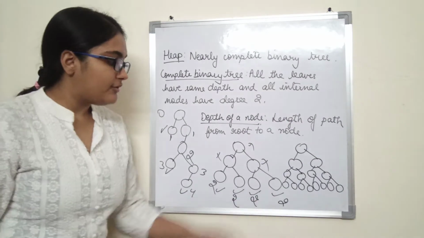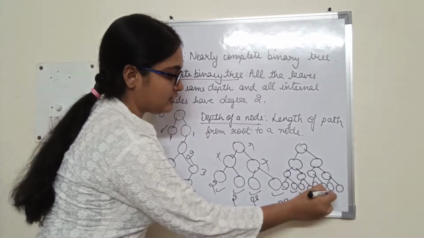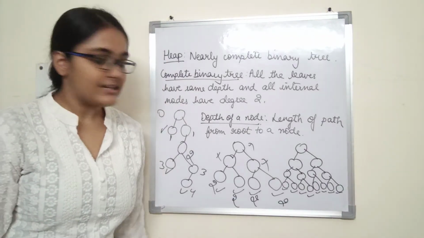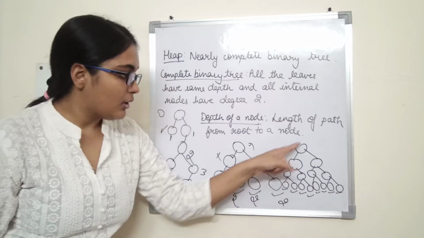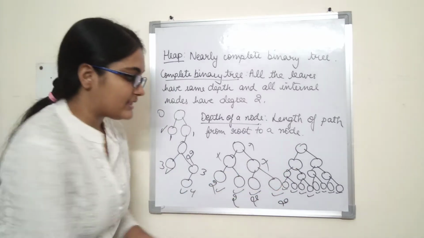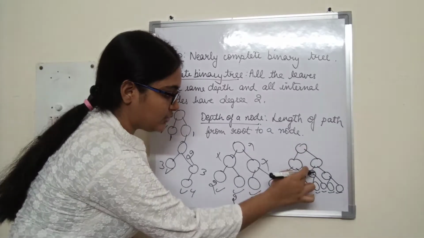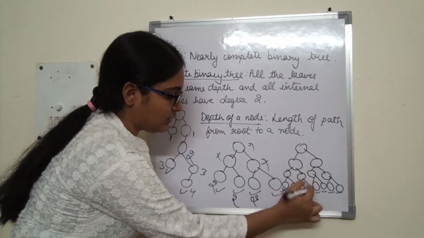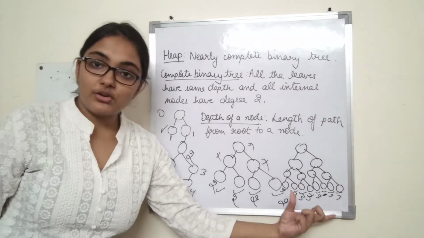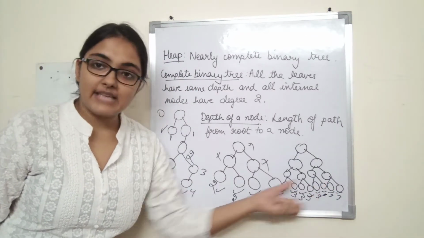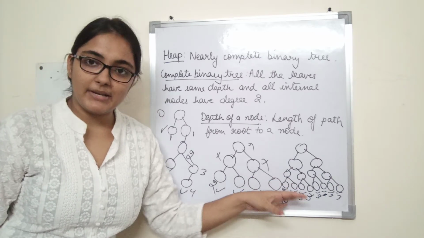Now, which are the leaves? These are the leaves, because these do not have any children. Now calculate the depth of all these leaves. 1, 2, 3. 3 is the depth of this leaf. 1, 2, 3. 1, 2, 3. 1, 2, 3. So all the leaves have the same depth, which is 3. So this is a complete binary tree.